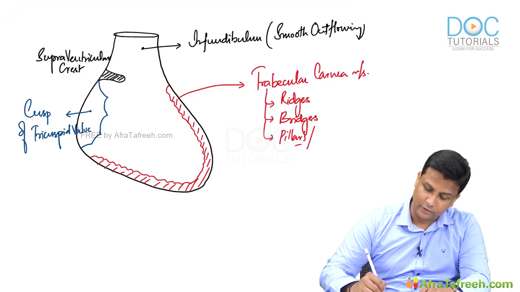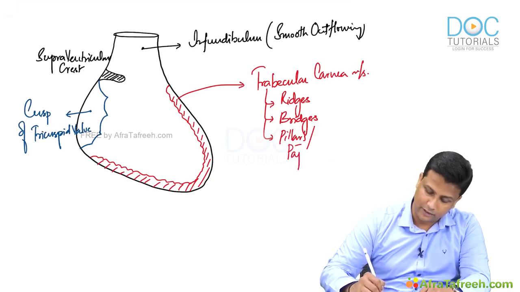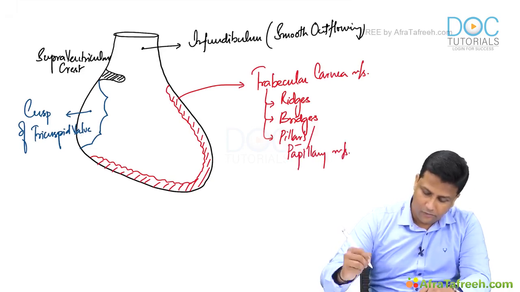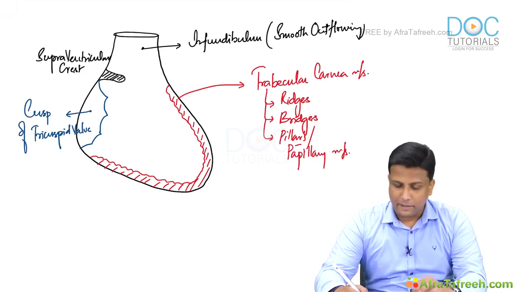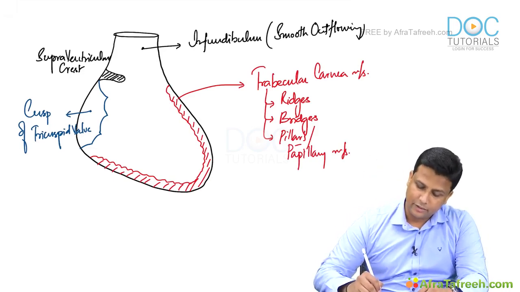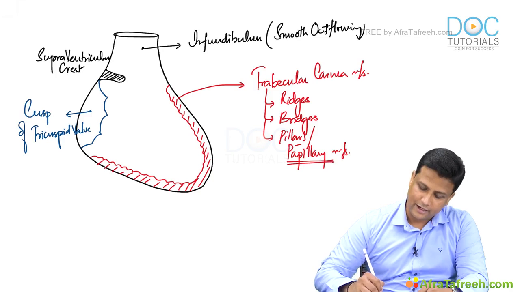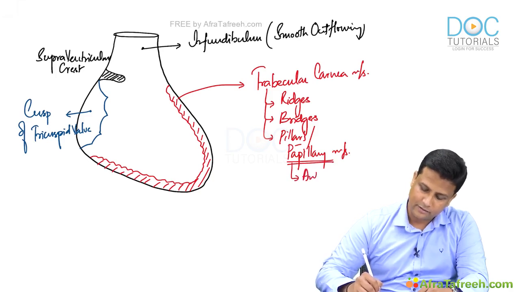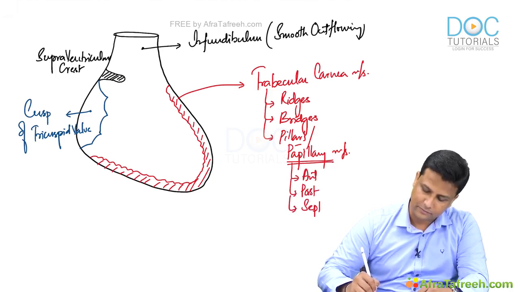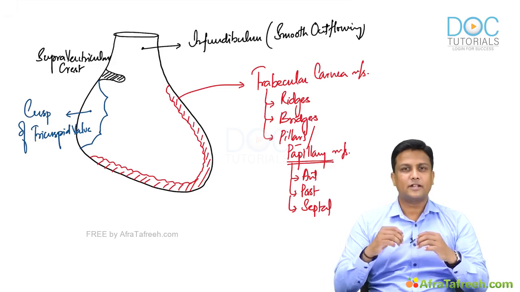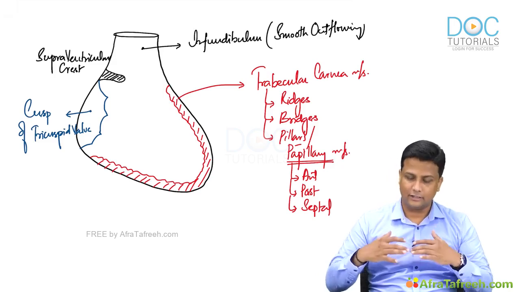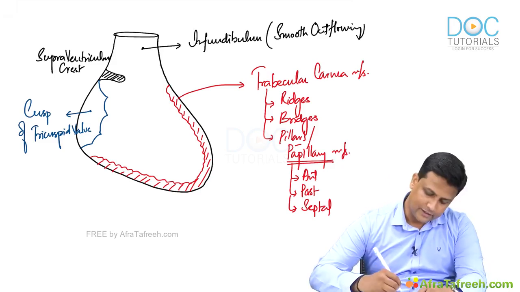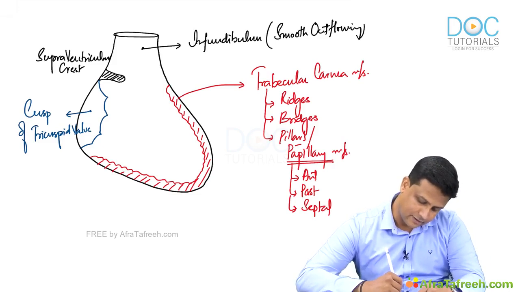So let me even write down that one here. Pillars are nothing but your papillary muscles. Fine. And these papillary muscles are in turn divided into three categories, guys. The ones present anteriorly are the anterior papillary muscle, posteriorly the posterior papillary muscle, and on the septum there will be septal papillary muscles, sir. So the papillary muscles are divided into three categories: the anterior one, the posterior one and the septal one.